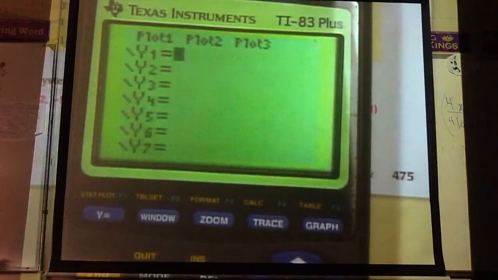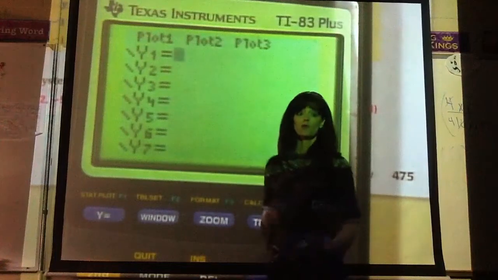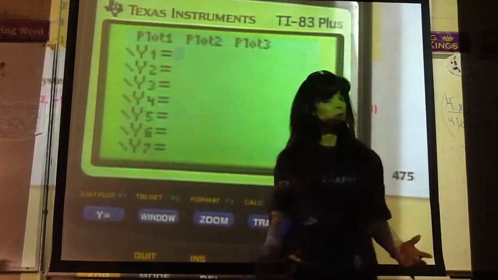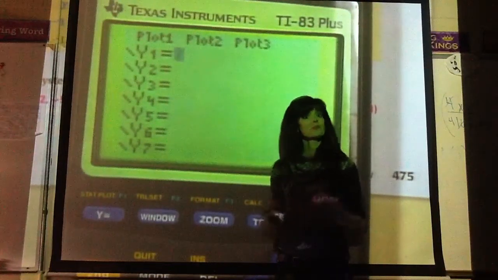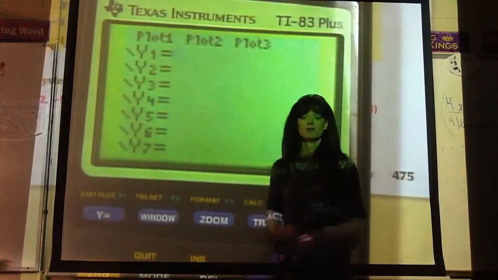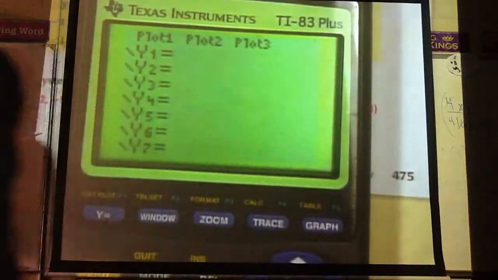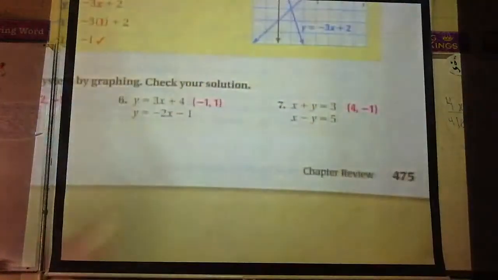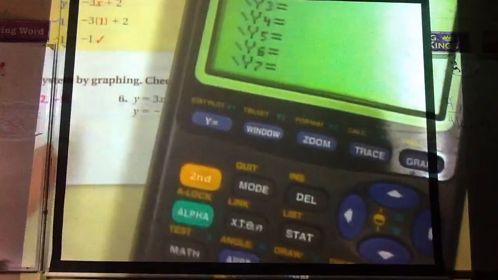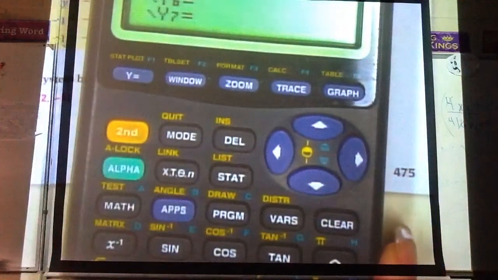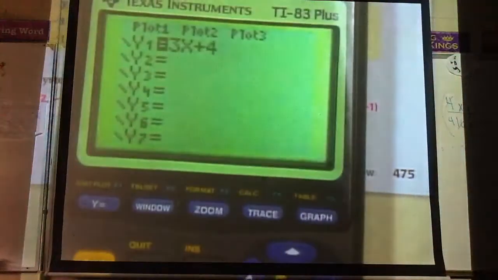Now, with the graphing calculator, notice how it's already set at y equals. So that means that all your equations must first be put into slope-intercept form. And your graphing calculator will not do that for you. So it's important that you understand that you have to put them into slope-intercept form before they can be put into the graphing calculator. Now, fortunately, the ones we are using today are, so we have 3x plus 4, so I'm going to go ahead and put that in. 3x, now remember for x we use the X,T,theta,n button, x plus 4. Okay, so now there's my first equation.